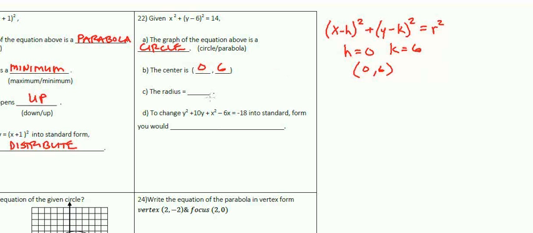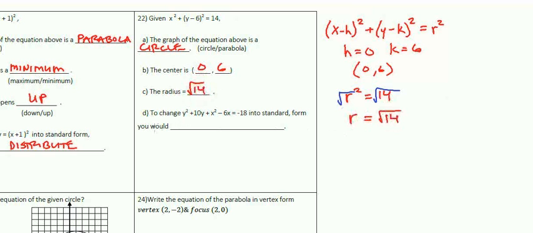The radius of the circle is found from this number right here, 14, but that's not the radius, that's radius squared. So radius squared is equal to 14. So to get the radius by itself, we square root both sides, and we end up with the radius being equal to the square root of 14. Now in this question, you do not have to change it to a decimal. You could just leave the radius as square root of 14.